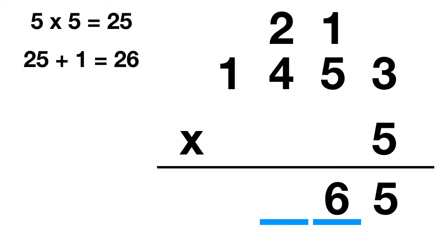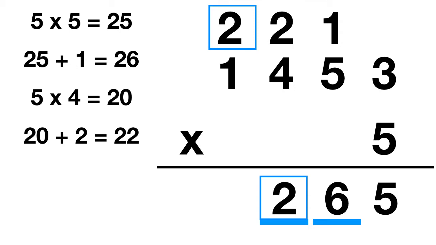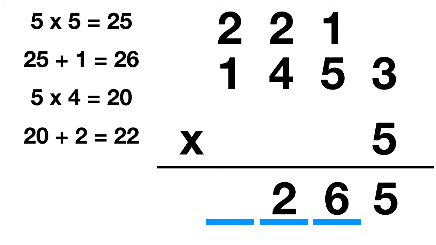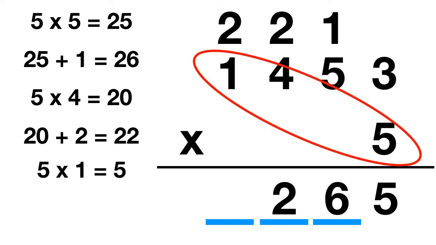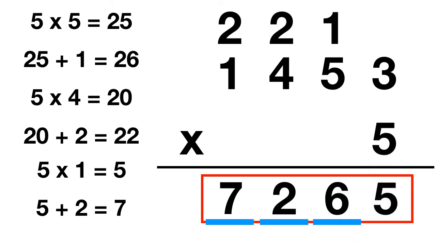Now, what is the next digit? Well, you should multiply 5 times 4 to get 20, and then add in the 2 on top. 20 plus 2 is 22. Now, what's the last digit I should put down? Well, you should multiply 5 times 1 gives you 5, and then when you add in the 2 above, 5 plus 2 gives you 7. 1,453 times 5 gives you 7,265.